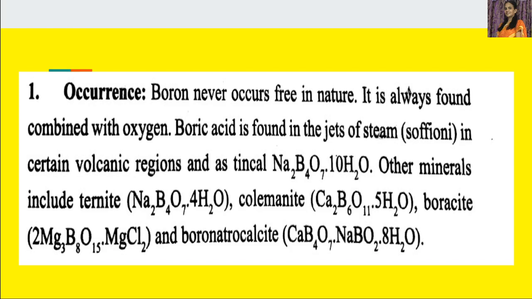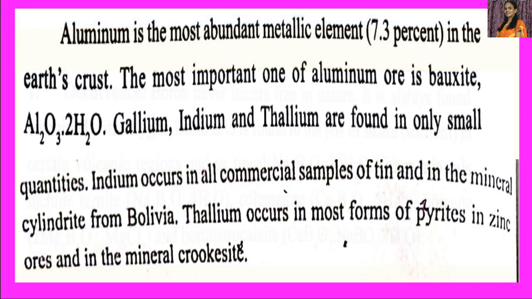So boron exists in nature in the form of its compounds, mostly combined with oxygen. We can see here that in most of the compounds, boron is combined with oxygen. So this is about the occurrence of boron.